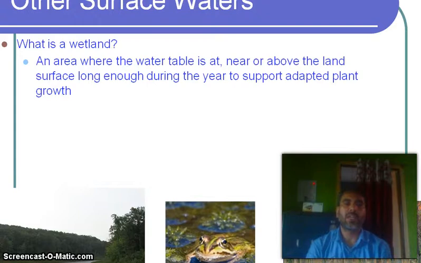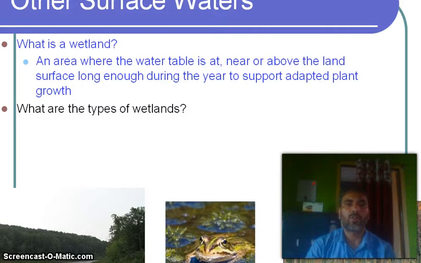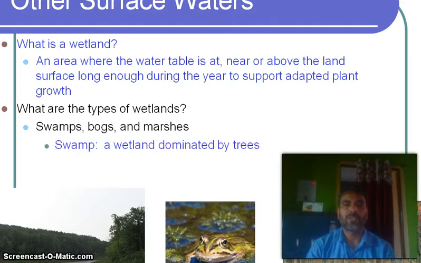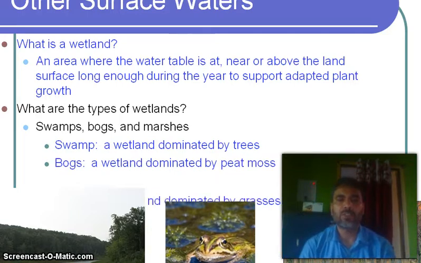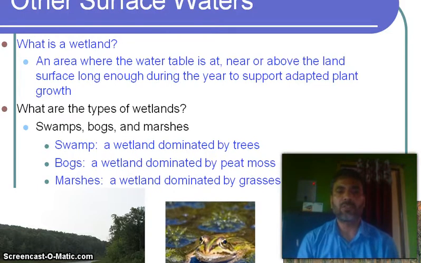So friends, other surface water. What is a wetland? An area where the water table is at, near or above the land surface long enough during the year to support adapted plant growth. That is called a wetland. What are the types of wetlands? Swamps, bogs, and marshes. Swamp, a wetland dominated by trees. Bogs, a wetland dominated by peat moss. And marshes, a wetland dominated by grasses.